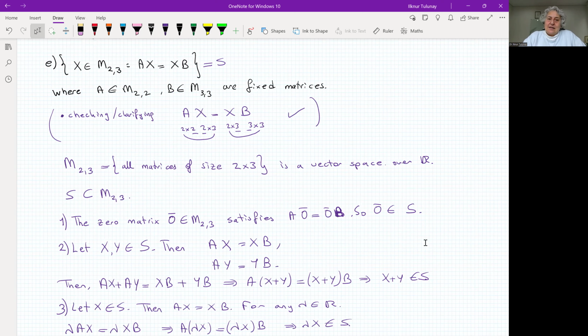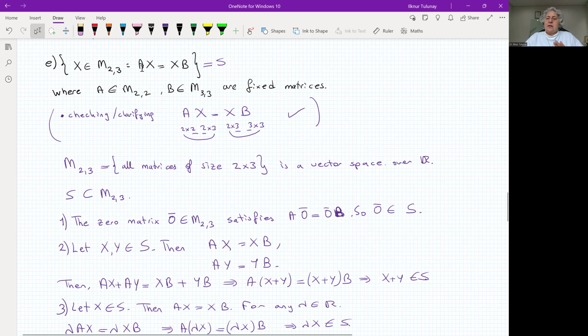Here we have a matrix. This is the matrix 2 by 3 over the real numbers, and AX is equal to XB. Now, A is a 2 by 2 matrix, and B is a 3 by 3 matrix, and they are fixed. A is a fixed matrix, B is a fixed matrix of this size. And satisfying this condition, we are thinking about all matrices of size 2 times 3, satisfying this condition for a fixed A and fixed B. So that's the set S.